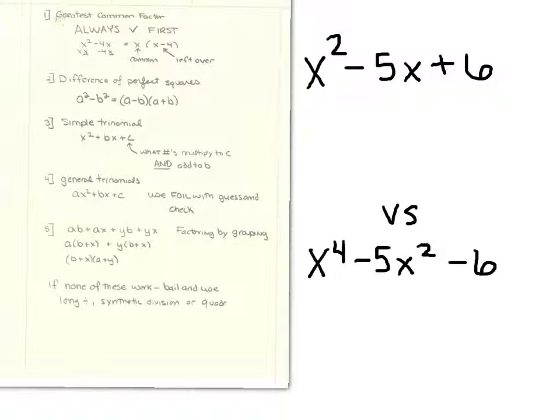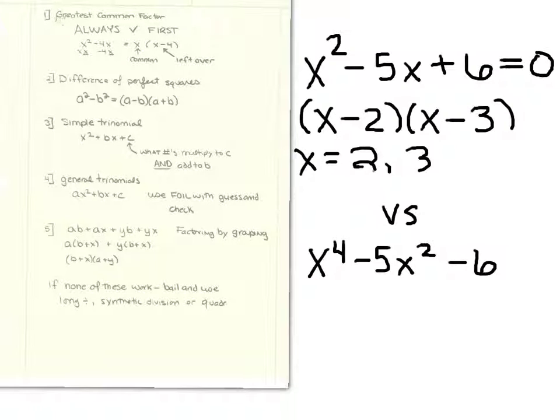So the first problem most of you will probably recognize as a simple trinomial: what multiplies to 6 that adds to 5? But look down here, this is also a what multiplies to 6 that adds to 5 question. It's just in the top problem, the first number is the perfect square x times x. In the bottom problem, it's the perfect square x squared times x squared. So the first question is what multiplies to positive 6 that adds to a positive 5, and that would be negative 2 times negative 3.